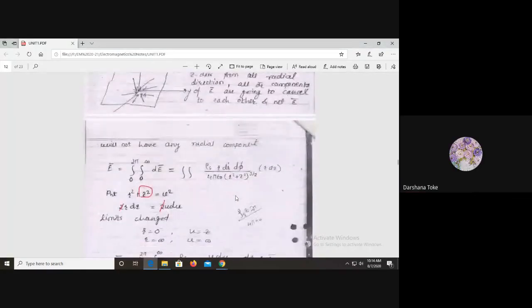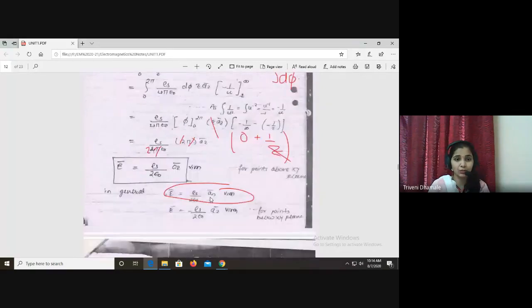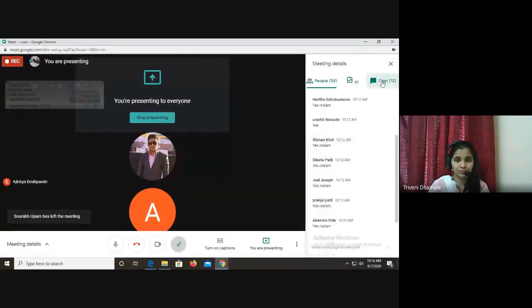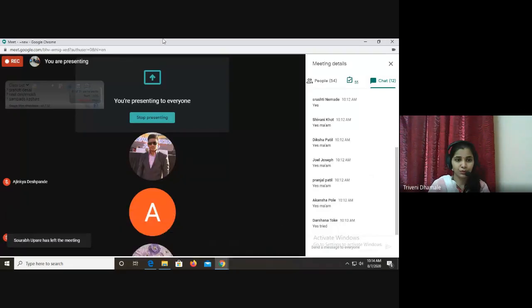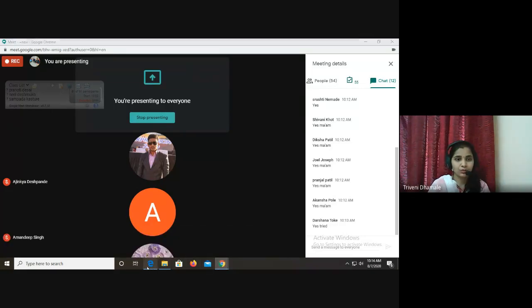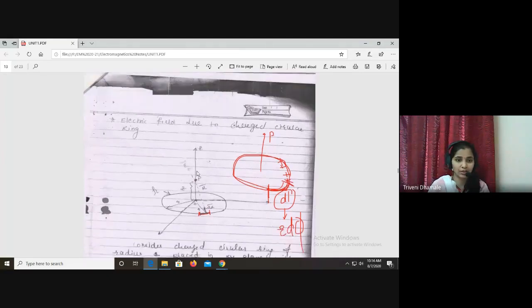Okay. Anyone having a doubt regarding this E bar due to line charge and E bar due to surface charge? Anyone having the doubt? No. No doubt. Okay. Now, homework was there, that is the electric field due to the charged circular ring. This is one of the questions repeated again and again.